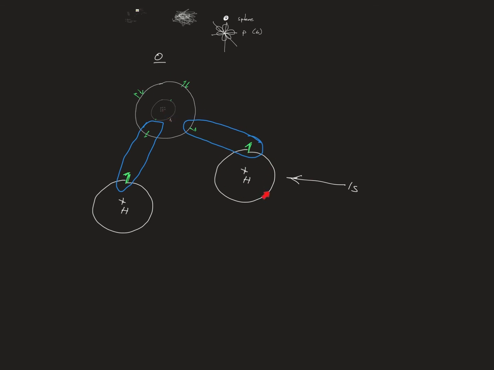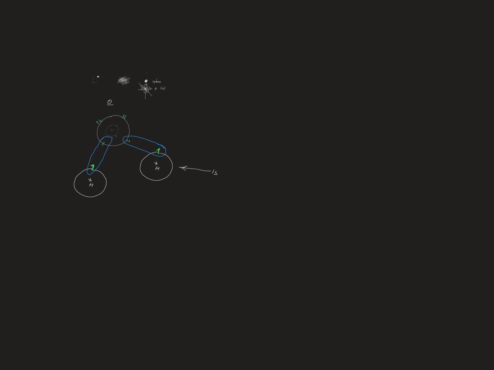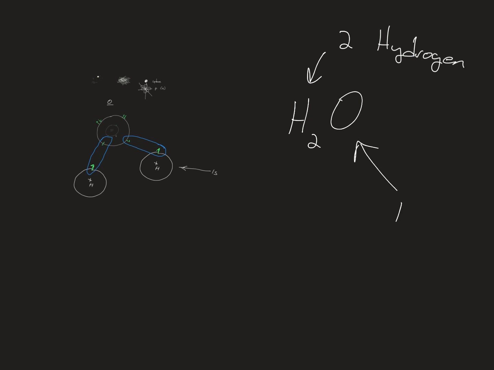How many electrons around hydrogen's atom? Nucleus. 1, 2. 1, 2. So everybody's happy. Everybody's as energetically favorable as these atoms are going to get. So water, H2O, 2 hydrogens. Yep, that's correct. And 1 oxygen.